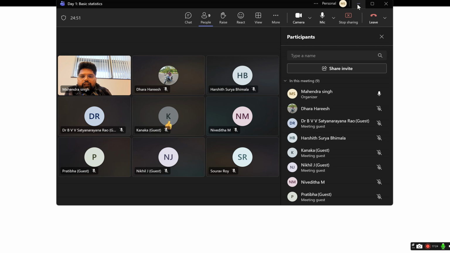So till now, do you have any doubts in type 1 error or type 2 error, false positive or false negative? What is false positive? What is false negative in any non-parametric test? Nikhil, do you have any doubts? Kanaka? No, right, sir. It's great.